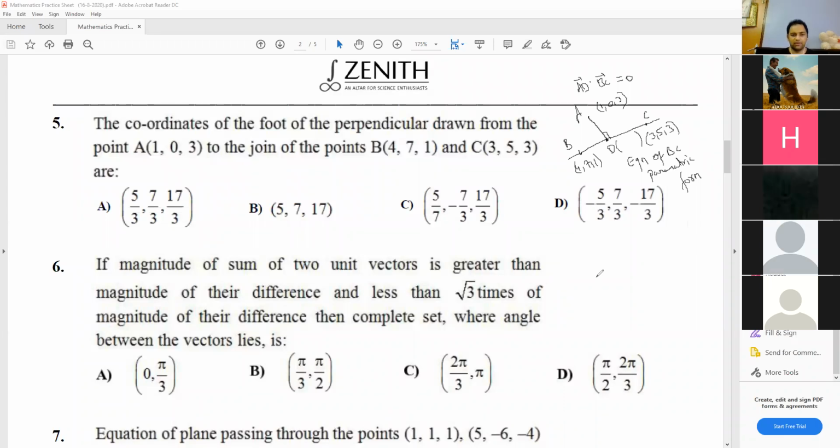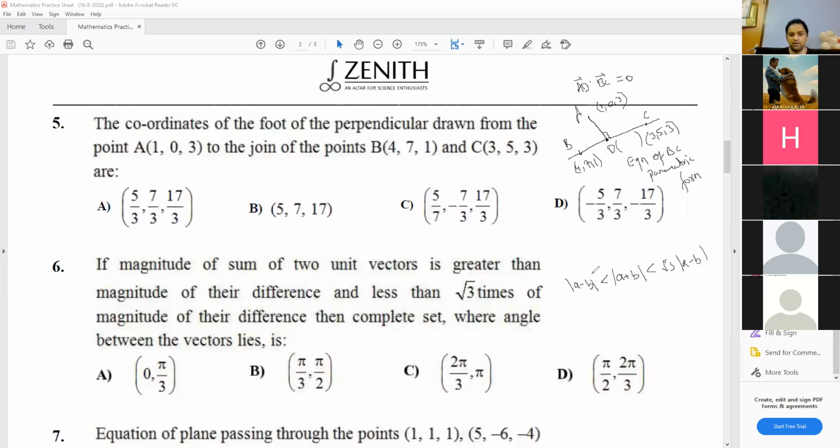The sum of the magnitudes of two unit vectors, so the magnitude of A plus B, is greater than the magnitude of their difference, so that is greater than mod of A minus B, and is less than √3 times mod of A minus B. That is the condition given.